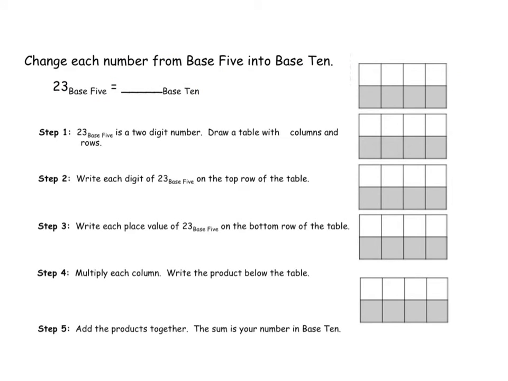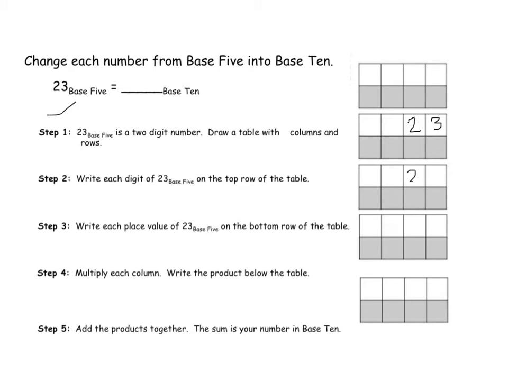All right, so we're going to do some examples where we're going to change base 5 numbers into base 10 numbers, what we're used to. Step 1 says that the number 23 in base 5 is a 2-digit number. So we're going to make a table with some columns and rows. That's already been done for us. So we've checked that off. Then we're going to write each digit of 23 on the top row of the table. Okay, so I'm going to go ahead and start that here.